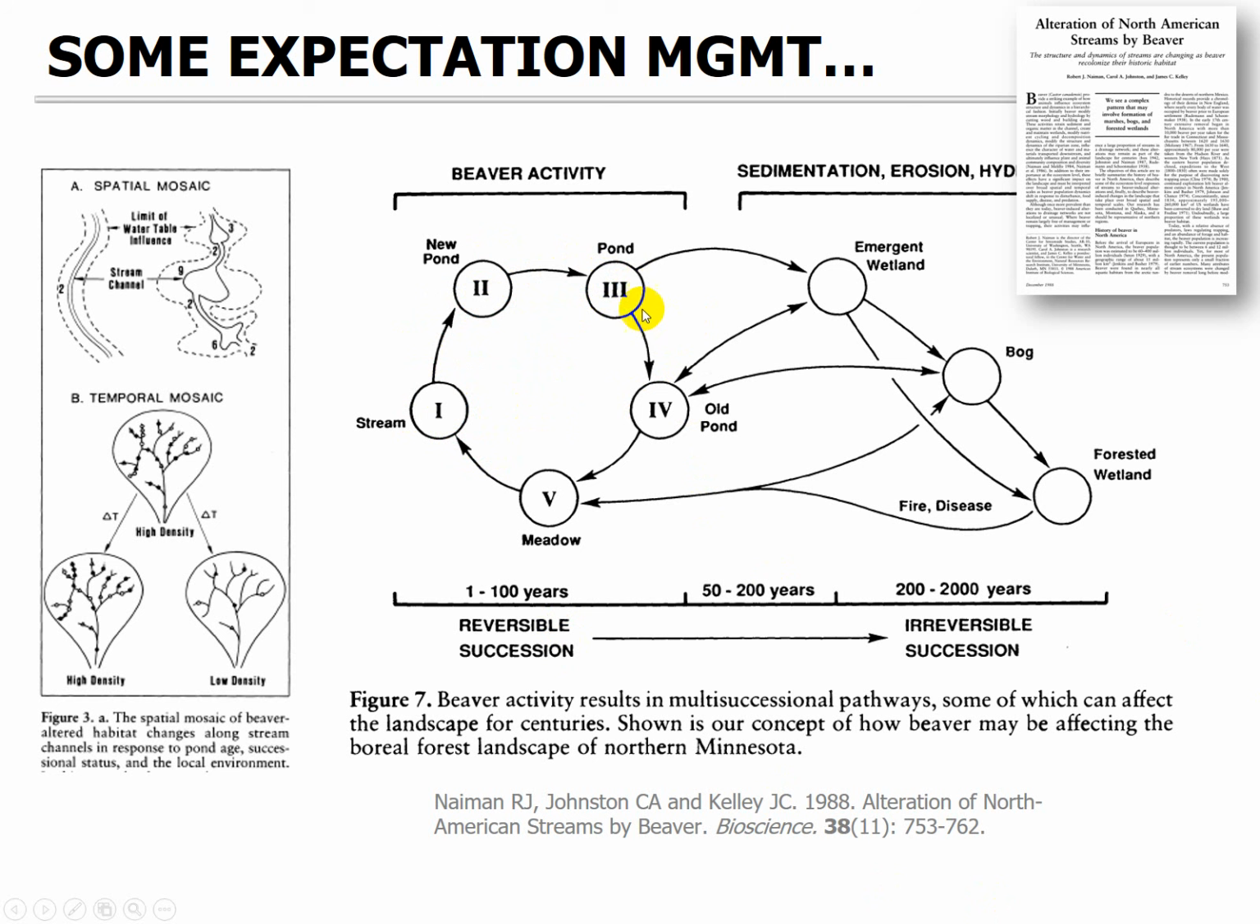Eventually, there's your active pond. Here's your older pond, but it can revert back to a meadow. So this is a reversible succession, versus at some point, these things can turn into emergent wetlands, bogs, the so-called beaver meadows.